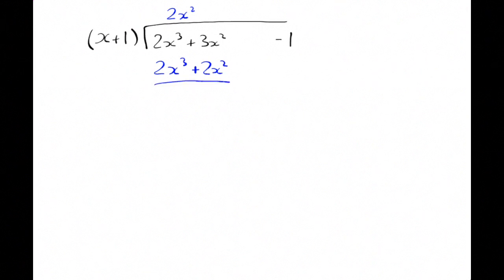Same as before, take them away. 3x squared minus 2x squared is just 1x squared. Pull down the other term. There is no x term, so we could write plus 0x if you wanted, but I've left it blank. How many x's go into x squared? Well, there's just x. X times the bracket gives me x squared plus x. Remember here I'm going to do a take away, so I've got no x's, take away plus x gives me minus x. Pull down the minus 1.